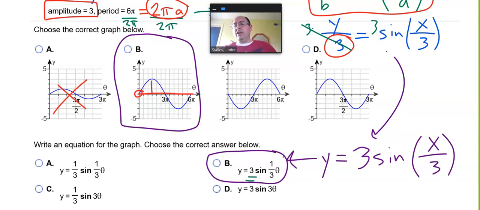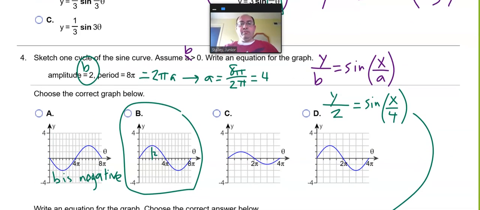Now, instead of dividing by 3, they decided to multiply by 1/3. Okay, division is the same as multiplication by the reciprocal. It's not that big of a deal, but that's the way they wrote it. So, same equation. All right, on to question 4.